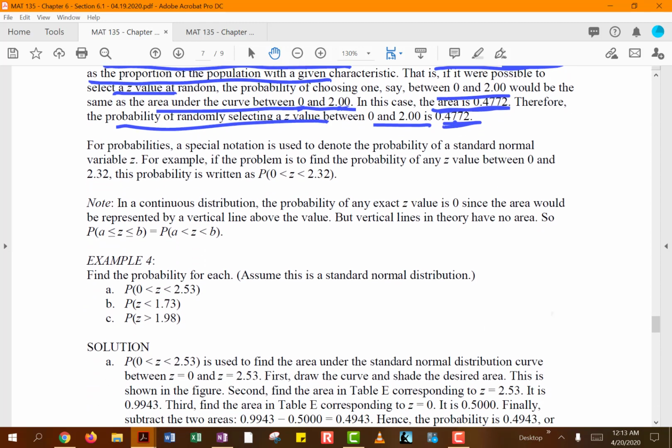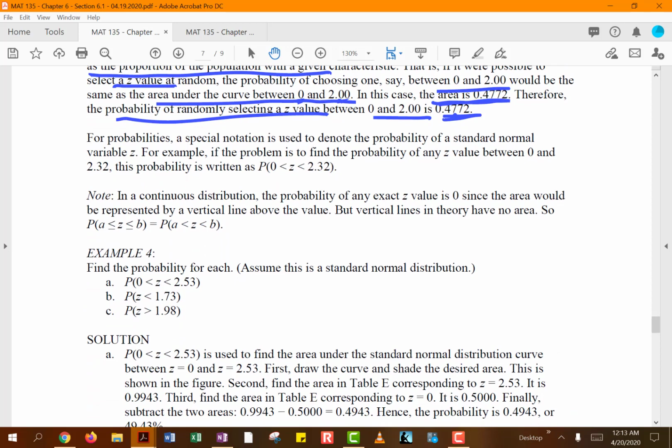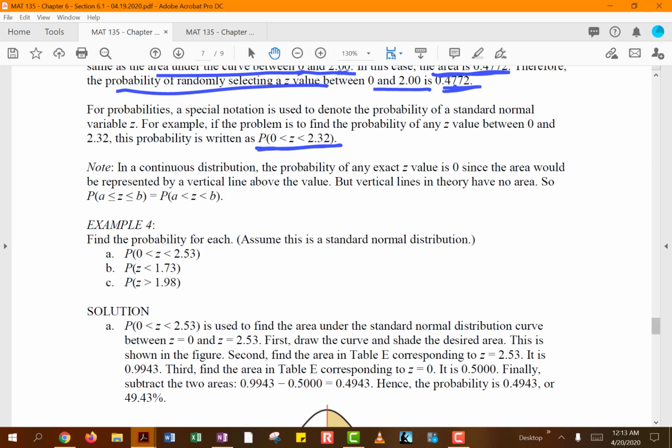Okay? So since we are talking about probabilities, of course, we are going to use this notation right here. If we're talking about finding a z value between 0 and, let's say, 2.32, this is how you would write it down: the probability of z less than, well, in this case, we're saying greater than 0, but less than 2.32. Now, normally we do not write it with the less than or equal to notation here. We normally just use the less than symbol over here.